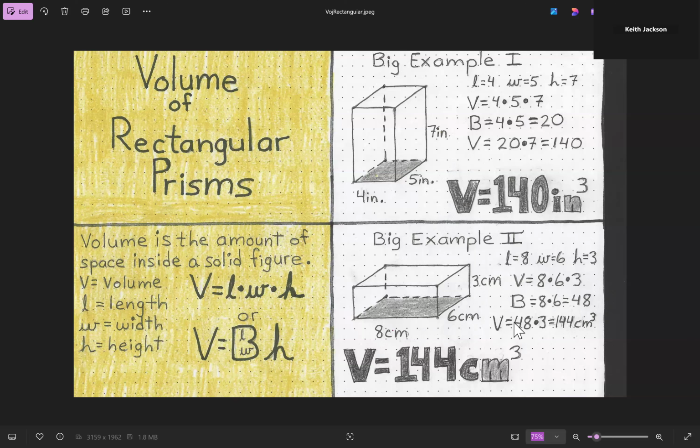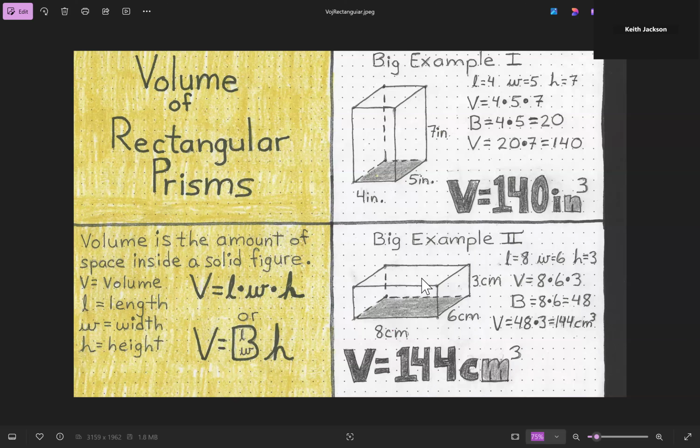And so we know that the volume is equal to 48 times 3, which will give us 144 cubic centimeters. So again, our volume for this example right here will be 144 cubic centimeters. Remember, it's raised to the third power.